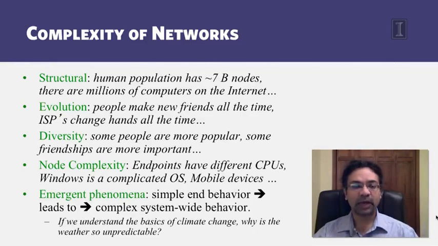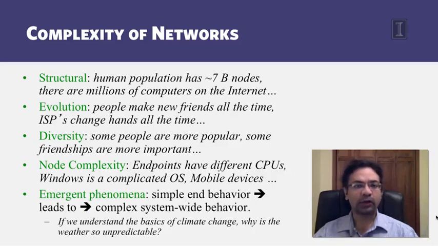The first kind of complexity is structural complexity. For instance, the human social network has about 7 billion nodes. That's the number of people alive in the world as of this year, 2014. There are millions of computers on the internet. The graphs or the networks, as a result of these large numbers of vertices, are also structurally very, very complex.